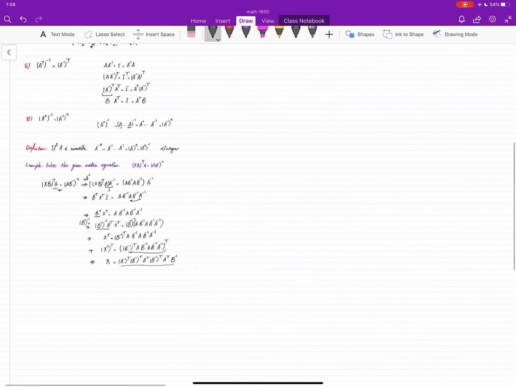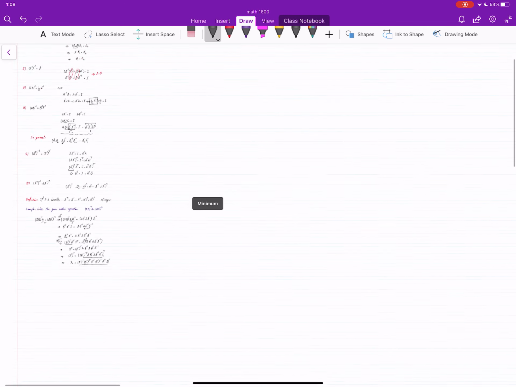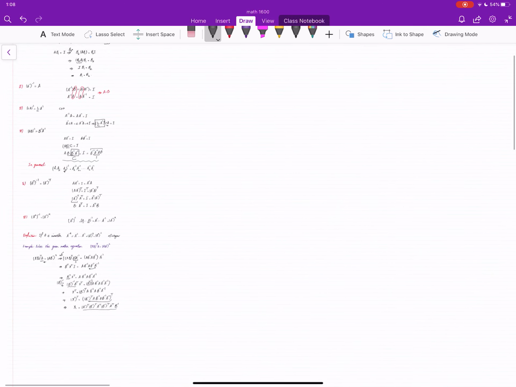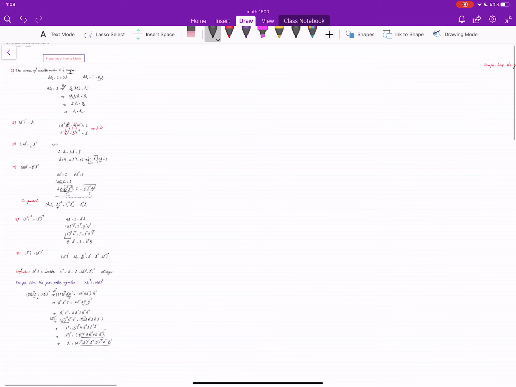Okay, so these were the properties of inverse matrices, and you have to be able to use them as we saw in this example.